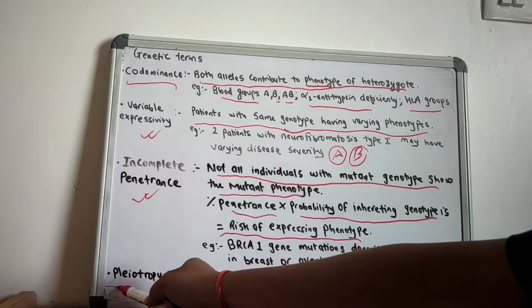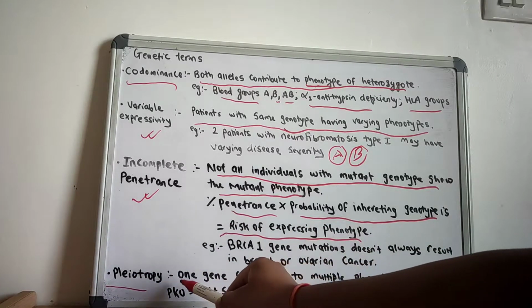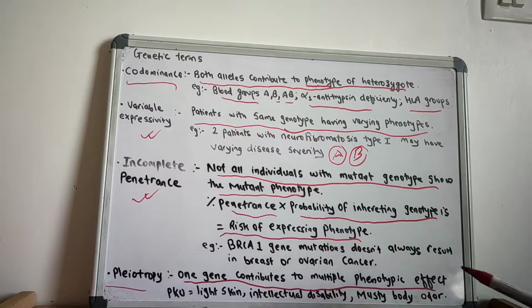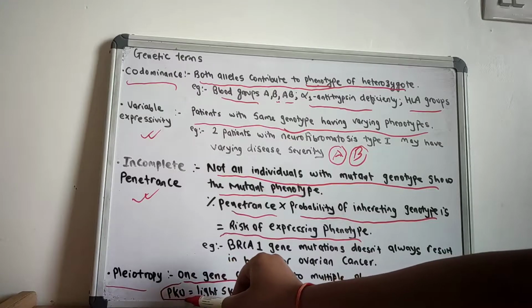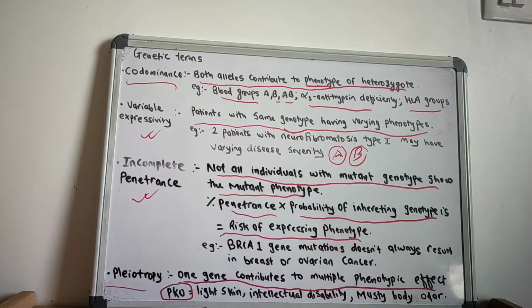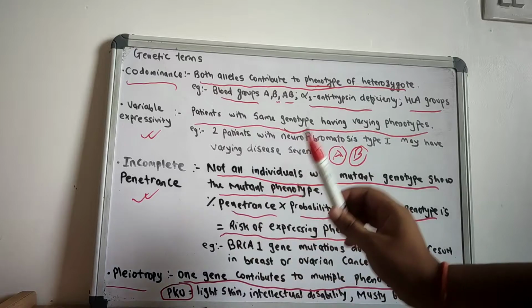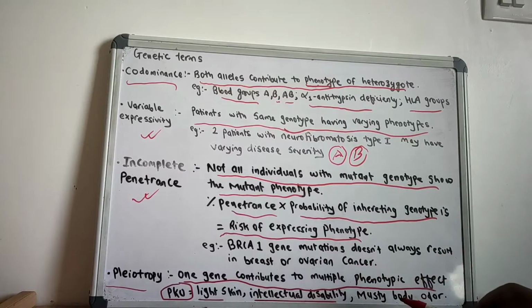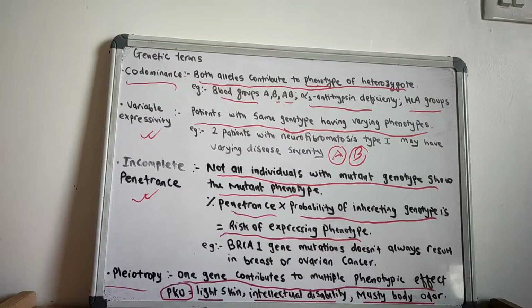Let us move towards pleiotropy. In pleiotropy, one gene mutation contributes to multiple phenotypic effects. For example, in untreated phenylketonuria, the person could manifest light skin, intellectual disability, and musty body odor. These are the multiple phenotypic effects of one gene mutation. So this is the concept of pleiotropy.